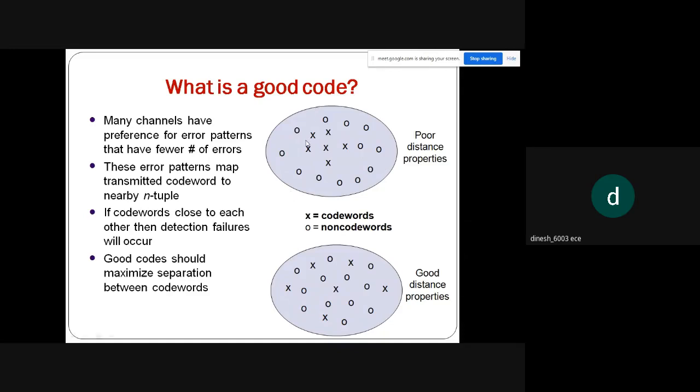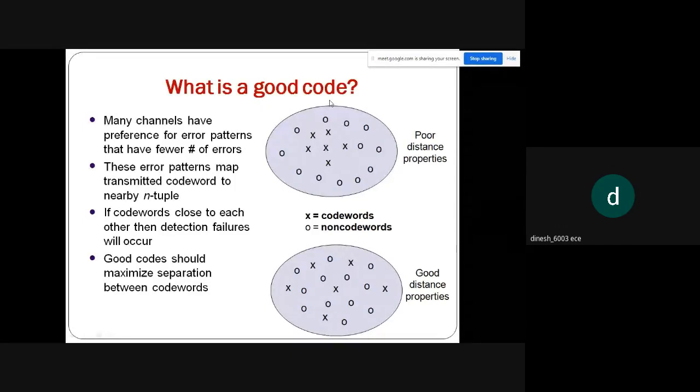So what is a good code? A good code is about the determination of code words. There are two scenarios. One is X, which represents your code words, and another one, the circle, represents your non-code words. So how far they should be present, at what distance, so that we get a good code combination?